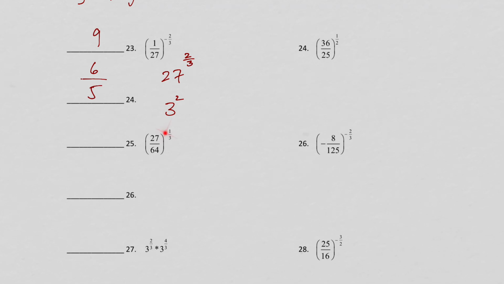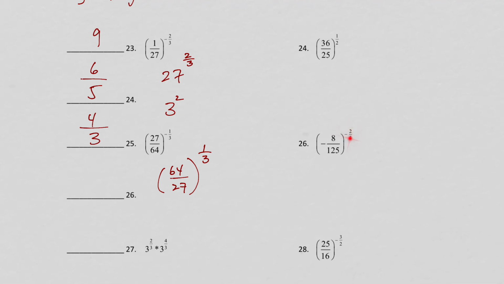The first thing I'm going to do is apply the negative. That inverts this, so that turns into 64 over 27, but now it's to the positive 1/3. And then I cube root this. Cube root of 64 is 4. The cube root of 27 is 3.